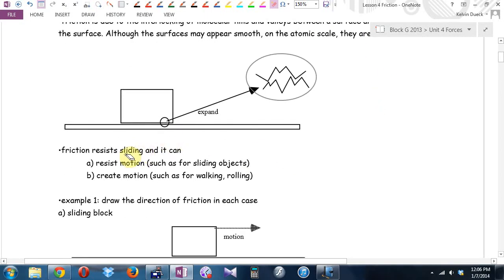Friction resists sliding, and because of that, it can resist motion, like when you're trying to push a heavy object across the floor. It can also create motion. When you walk, it's friction that pushes you forwards because your feet push backwards. Or when you drive, it's friction that pushes a car forwards because the tires push backwards. So we can't just generically say that friction opposes motion. All we can say is friction resists the sliding between two objects, and that can sometimes create motion, sometimes prevent motion. In fact, later on, Curtis will be saying that there are technically two different types of friction.